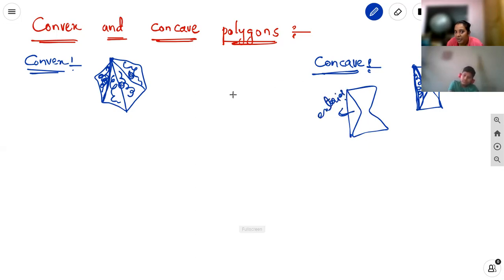So this is the exterior area. What is the difference between concave and convex? Convex means when we draw the diagonal, the area is inside of the figure, then such polygons are called convex polygons. Concave means if we draw the diagonal and the area is outside of the polygon, then that is called a concave polygon.